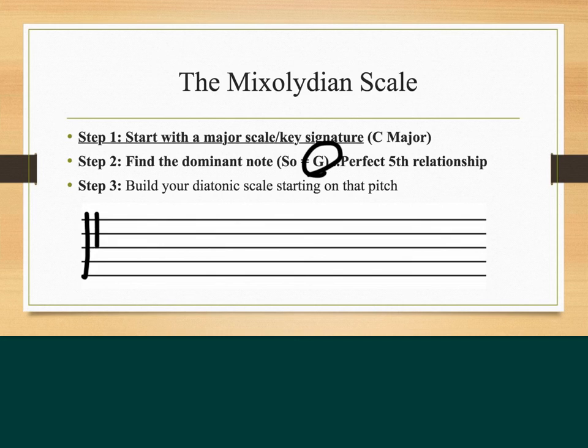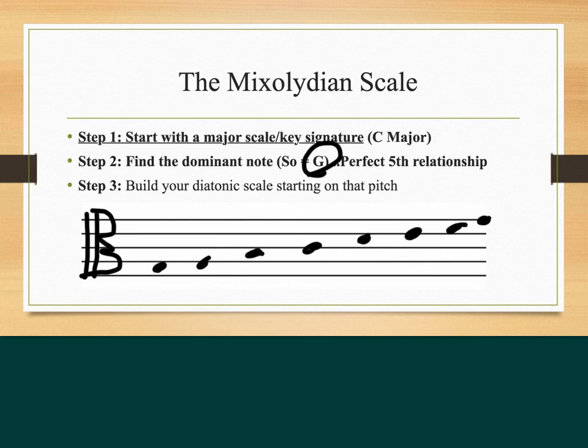So, step 1, let's do our clef. We'll do alto clef this time, I know your favorite one. Do the key signature for C major, which is no flats, no sharps, and then build your diatonic scale between G and G, thereby giving us the G Mixolydian scale.